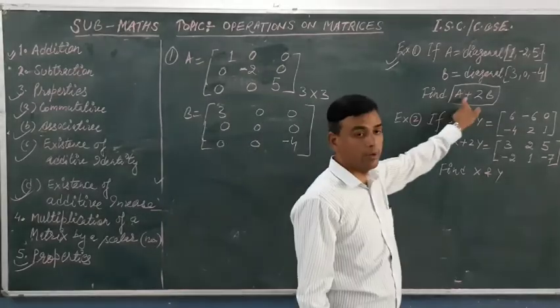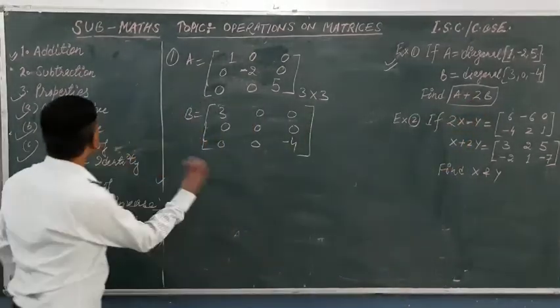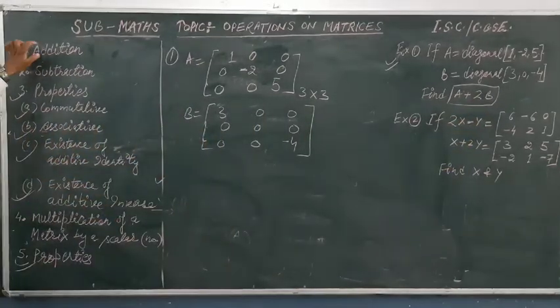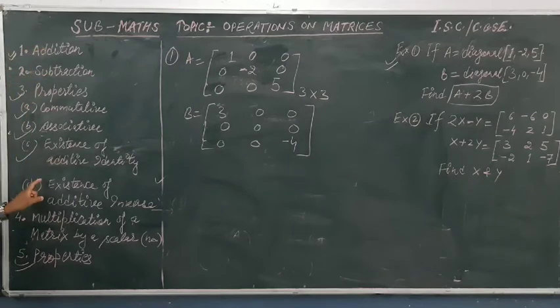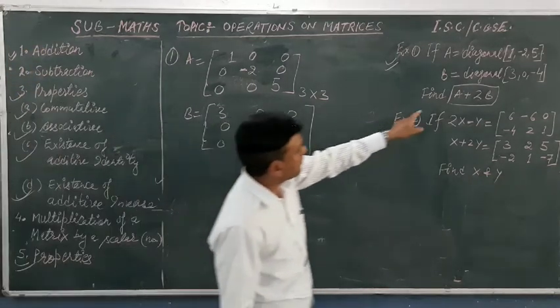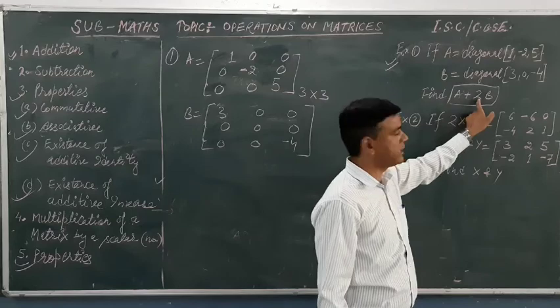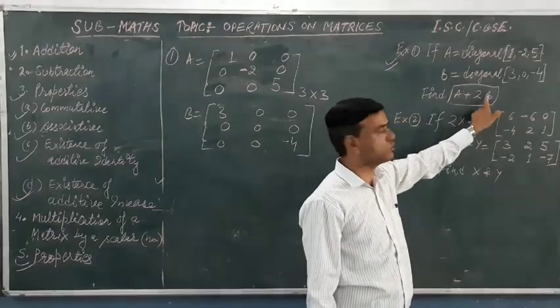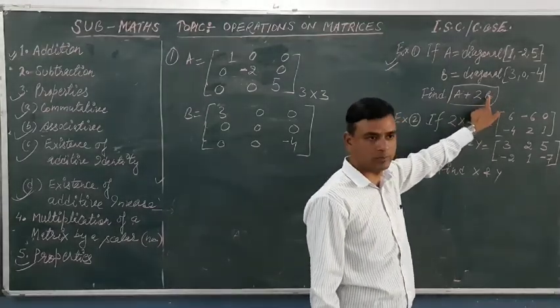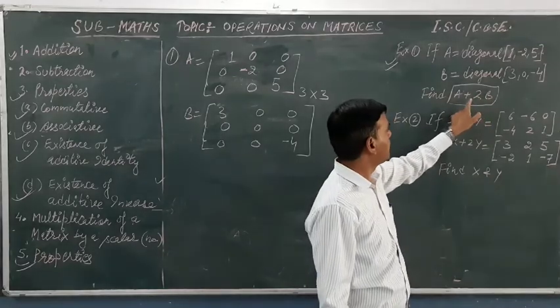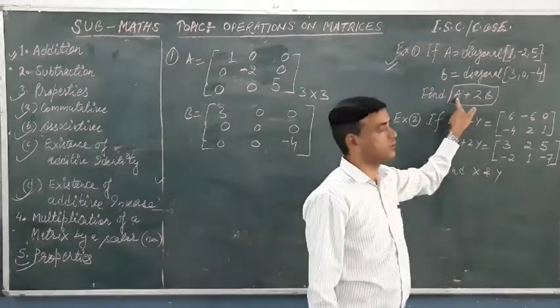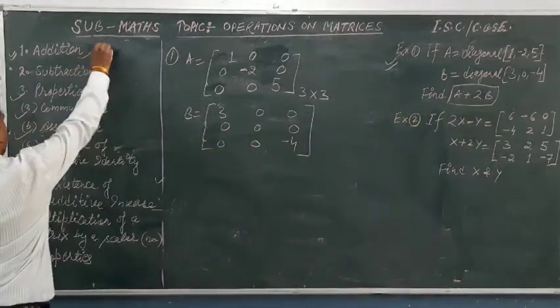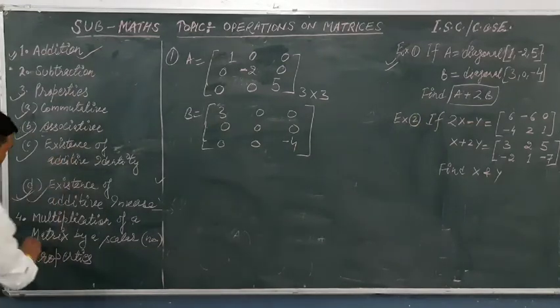Now what do we have to find out? A plus 2B. Both operations are covered here, addition and multiplication. Here 2 is a scalar quantity and B is a matrix, so this is the scalar multiplication of matrix B with 2, and the result is added to matrix A.